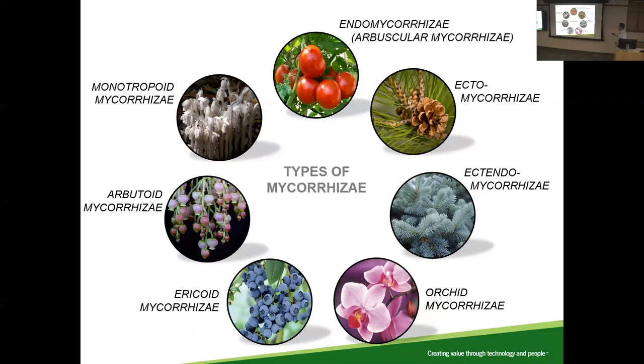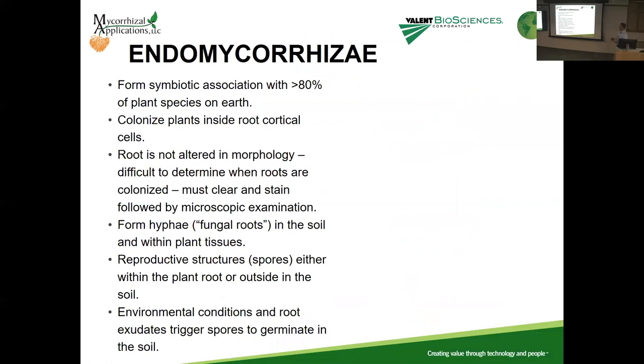I'm going to talk a little bit about these today, focusing on endomycorrhizae. When we talk about endomycorrhizae, we know that they form symbiosis with a large number of plants, over 80% of plants. As I mentioned, they colonize the roots from inside, so it's not easy to recognize just by looking at the plants whether the plant is colonized or not. What we have to do is collect the roots, clear them, stain them, and evaluate them under the microscope.